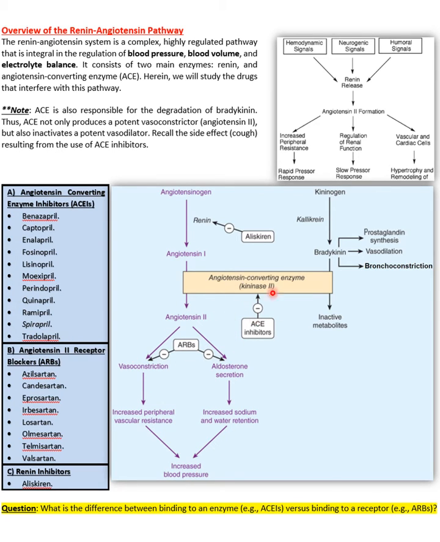Basically, one of them is an enzyme that converts one drug, angiotensin 1, to another. So by inhibiting this enzyme, you actually block the conversion. While in the other case, with the ARBs, you have receptors and you have drugs that compete with angiotensin 2 for these receptors, and then you block these receptors.